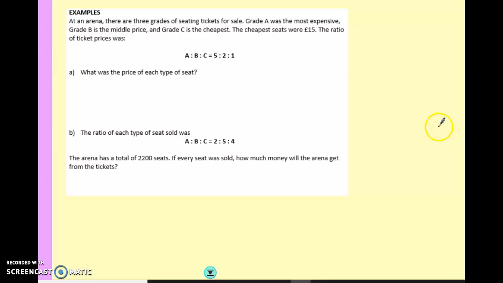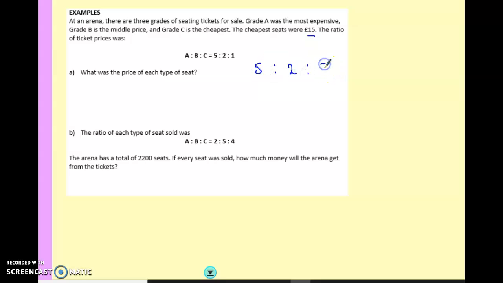Next question. So at an arena, there are 3 grades of seating ticket sales. Grade A being the most expensive, then grade B in the middle, grade C the cheapest, and the cheapest seats are £15. The ratio is 5 to 2 to 1. What's the price of each type of seat?